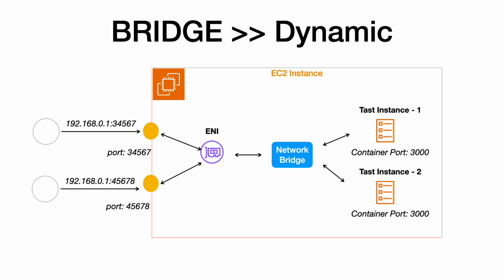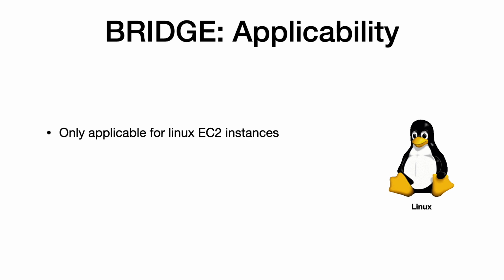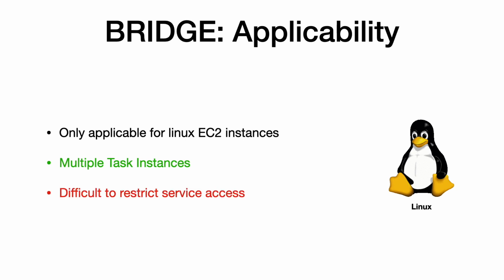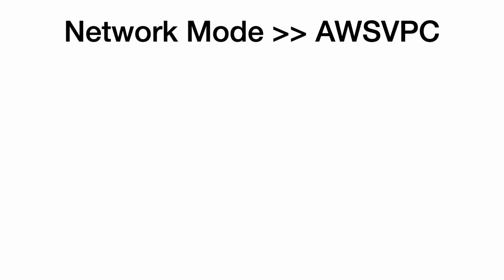For instance, if you are using a load balancer, it will automatically update the target groups with the dynamic port mappings. If we talk about the applicability, similar to the host mode, bridge mode is also applicable for Linux EC2 instances only. You can run multiple task instances with the help of dynamic port mapping we just discussed. One disadvantage with bridge mode is the difficulty to restrict the service access. Because of the dynamic port mapping, you cannot specify a network access rule based on a specific port.